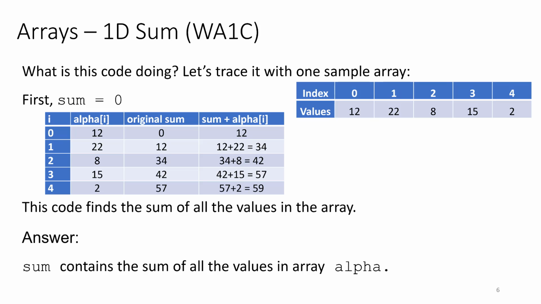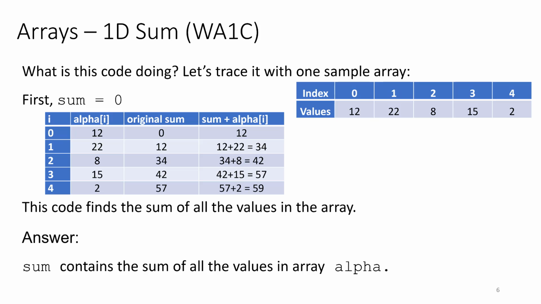The next time through the loop, i has a value of 2, alpha sub 2 is 8, so we will add 8 to the value in sum, or 34 plus 8 becomes 42. Sum now has a value of 42.